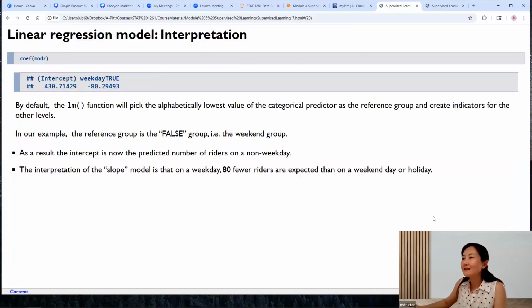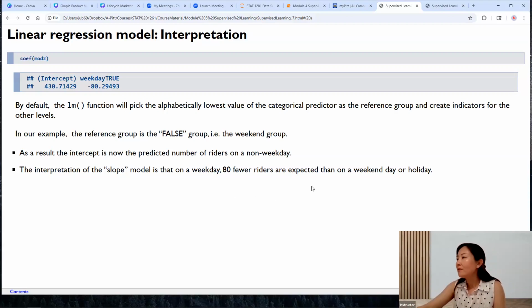So let's take a look at the coefficients. So 430. This is the baseline mean. This is the average volume when weekdayTRUE is equal to 0, which means it's the average weekend volume. Okay. And the slope is negative 80, which means if weekdayTRUE is equal to 1, which means it's a weekday, then you need to subtract 80 from 430. Right? So then the result is somewhere like 350. So that is the mean volume on weekdays.